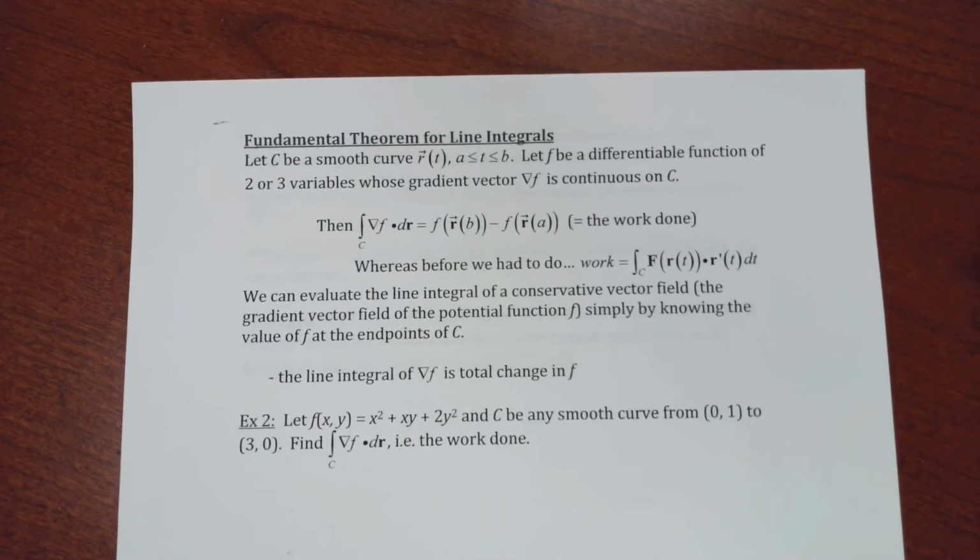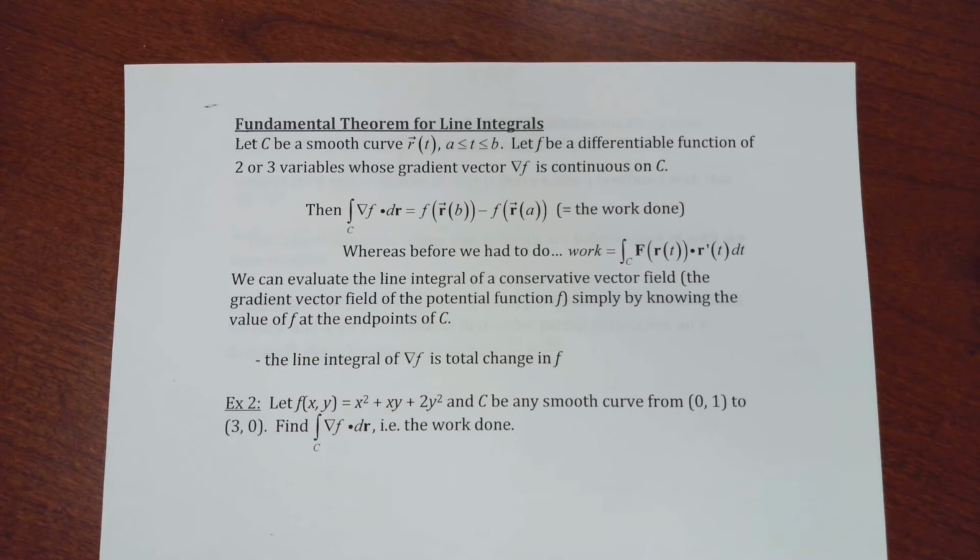All right, on to this next part. This next couple of pages here is just a lot of talking through some definitions and so forth, and some little things, but we get to some problems at the end. So the fundamental theorem for line integrals says, let C be a smooth curve, r of t, so some kind of vector path you're following, from A to B. Let f be a differentiable function of 2 or 3 variables whose gradient vector del f is continuous.